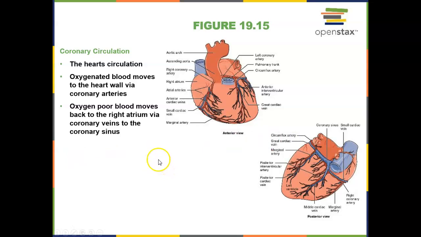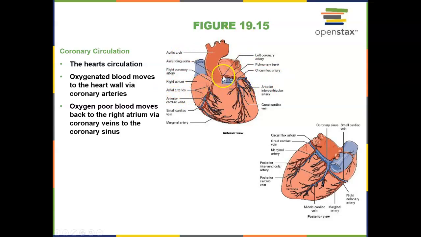So let's look at coronary circulation really quick. Coronary circulation is the circulatory system for the heart. So we talked about pulmonary circulation and systemic circulation. Coronary circulation is a third form of circulation because the heart is not getting any of the nutrients from the blood that it's pumping. So as blood moves through the heart, it doesn't actually get to gain any of those nutrients. The nutrients come when the blood leaves the left ventricle, entering the aorta.